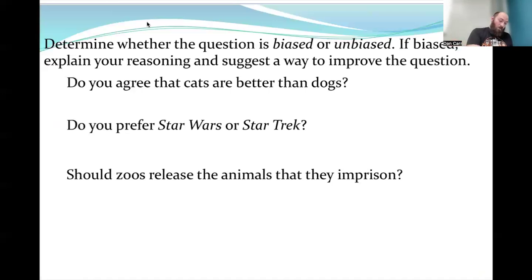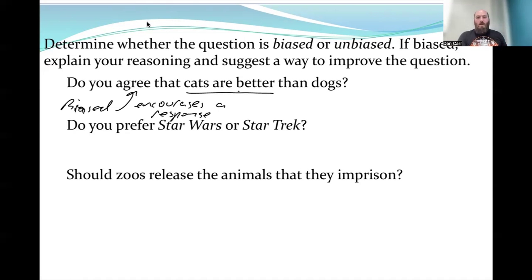Okay. Do you agree that cats are better than dogs? This one is biased. The reason we're saying it's biased is it's already coming from a place that cats are better in a way. So when it says, do you agree, it encourages a response that cats are better. A better question would be, do you prefer cats or dogs?